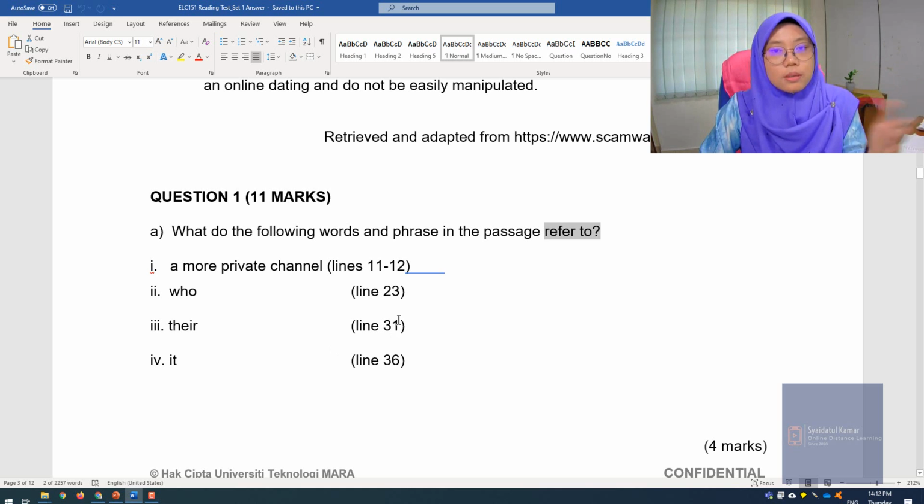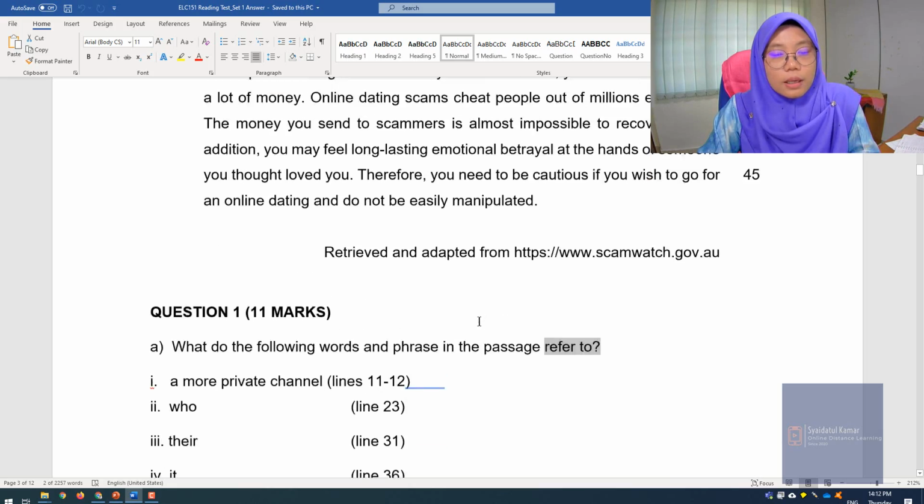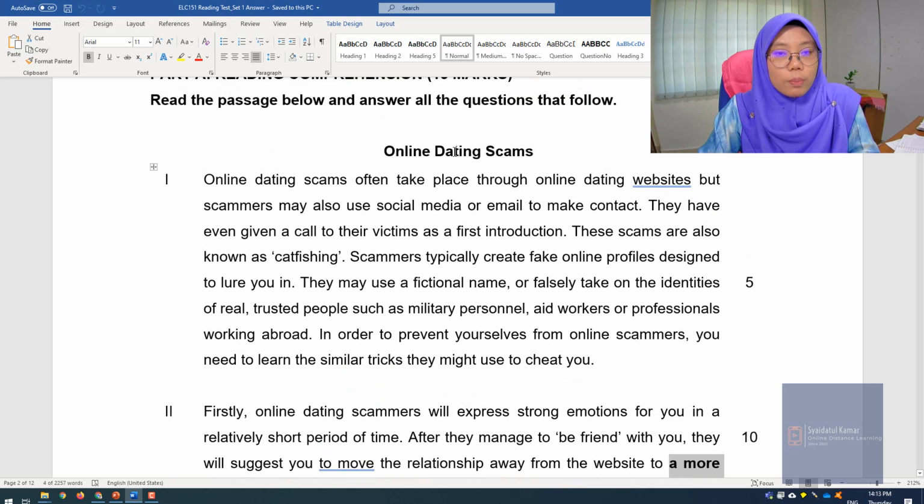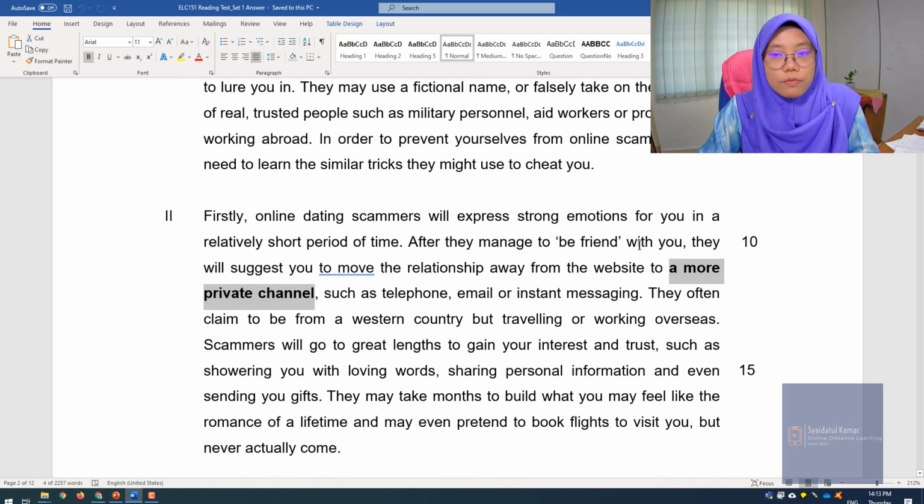So let's take a look at the article and try to identify the answers. Now the first one, a more private channel, lines 11 and 12. This is the question here. They already highlighted it. Now let's read the article. Again, the topic is online dating scams. After they manage to befriend you, they will suggest you move the relationship away from the website to a more private channel, such as telephone, email, or instant messaging. So we know that a more private channel could be this, right?